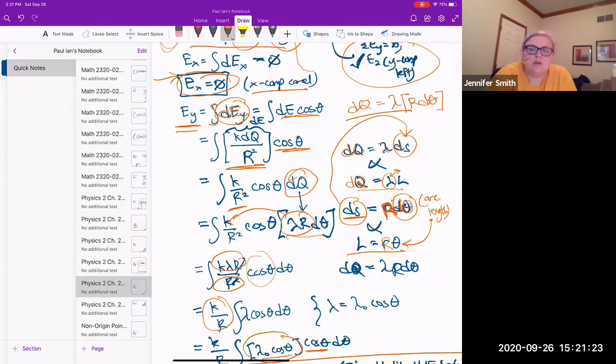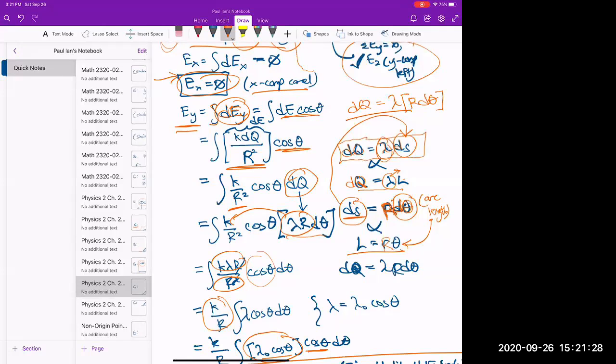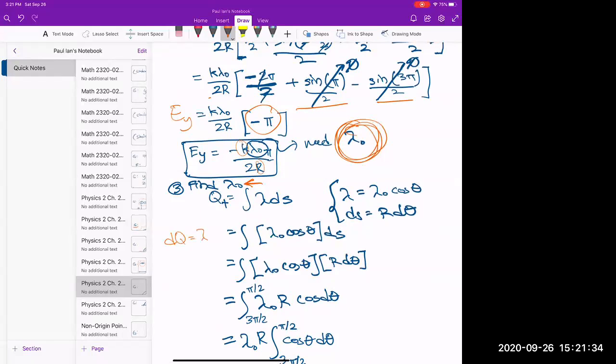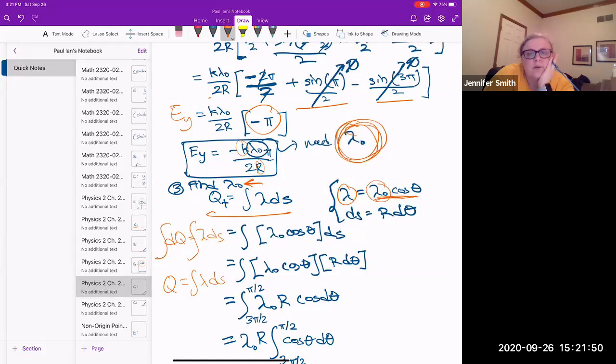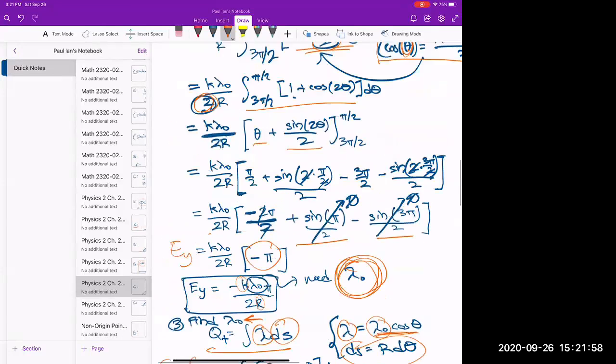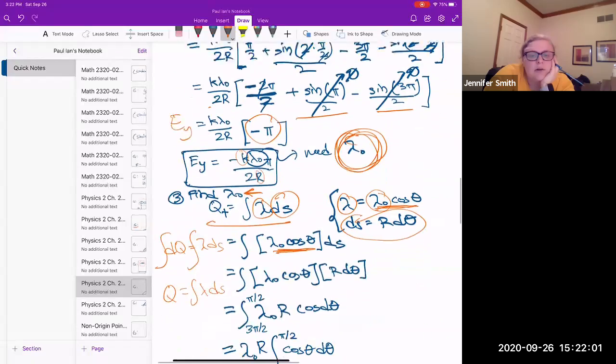Do you remember this guy? He has lambda in here, right? Oh, so you can solve for it. If you did this on dq equals lambda ds, integral q, lambda y ds, that's how I got that. So you plug in lambda naught times cosine theta. And you plug that in here, right? But this ds, what is ds? We know ds from what we did up top, from the arc length. So we just bring that down, nothing new.